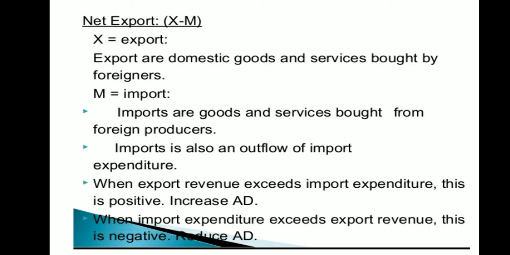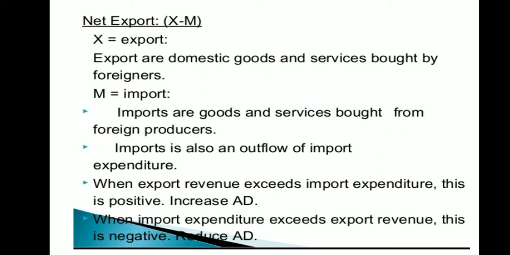Now, what is net export? Net export equals X minus M. X stands for export and M stands for import. Exports are the goods and services sold to foreign buyers. Imports are the goods and services bought from foreign producers. Imports are also an outflow of expenditure.